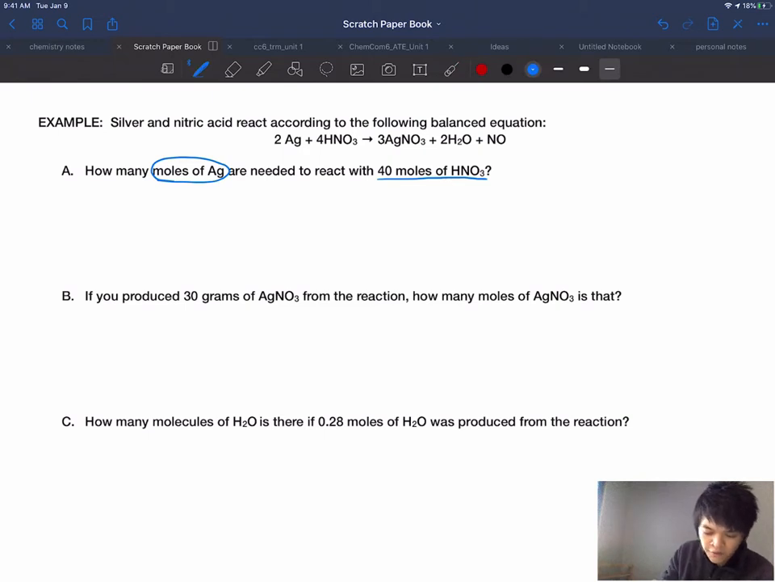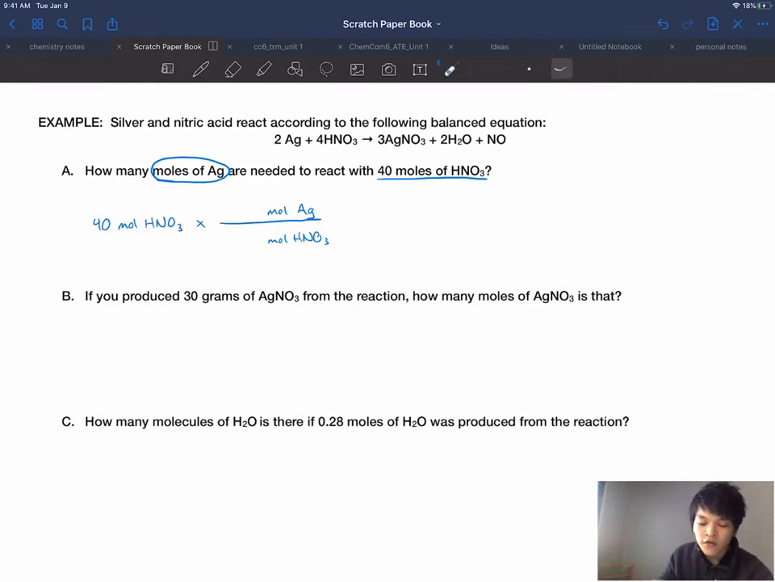Let's start by writing down the first thing, which is usually what we underline. 40 moles of HNO3. You can abbreviate moles with MOL. We are trying to convert, so times, and draw a line. The unit that goes on the bottom is usually the unit that we started with, which is right here, moles of HNO3. The unit that goes on the top is what we're trying to convert to. We're trying to convert to moles of another substance, which is moles of Ag, silver.